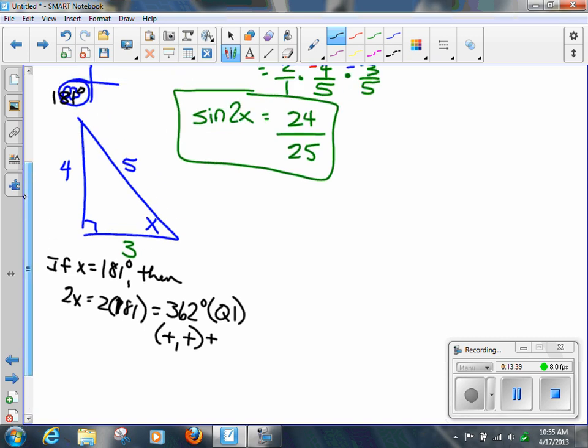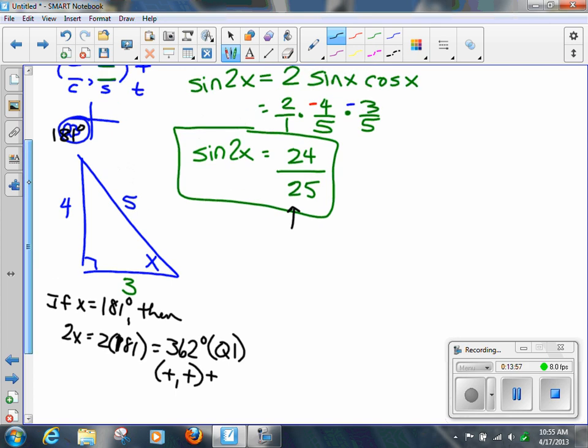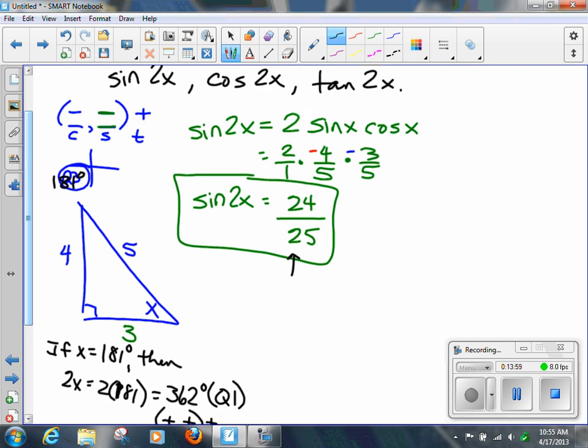Is my sine value of the double angle in the first quadrant? Is that a first quadrant value? How do I know? Yes, because it's positive. So that value is legit because it's a positive value. That's why I told you it is so important to get these signs right here, the negative 4 and the negative 3, the negative 4/5 and negative 3/5. It is so important to get those signs correct from the get-go.